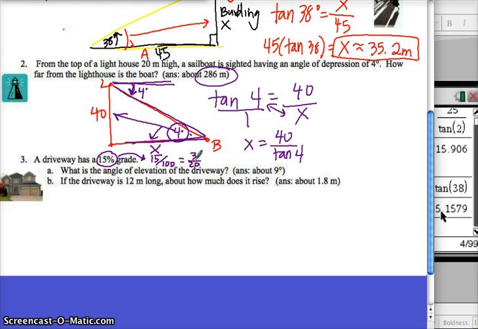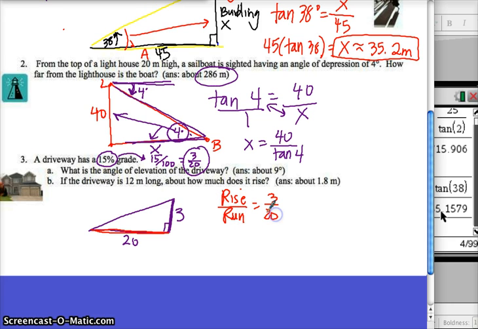What is the angle of the elevation of the driveway? So 15% grade, that is a slope I just said. So if that's a slope, that means my rise is this portion here, my vertical change, and my run is this portion here, my horizontal change, right? So it's your rise over run. And that's 3/20. So there I have it.